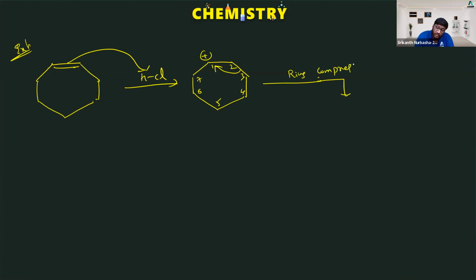Ring compression. So first, what you have to do? You have to just form a 6-member ring, and now you have to just give numbering. So which carbons are connected to which carbon atoms? First carbon is connected to which carbon? First is connected to 7th, 7th to 6th, 6 to 5, 5 to 4, 4th is connected to 3rd, 3rd is connected directly to first now.